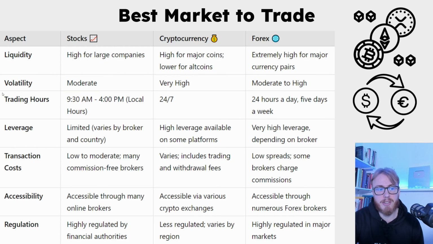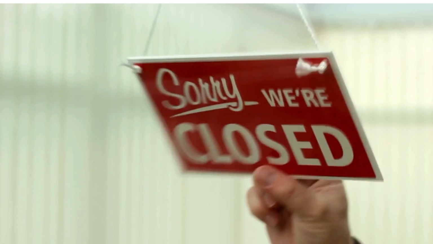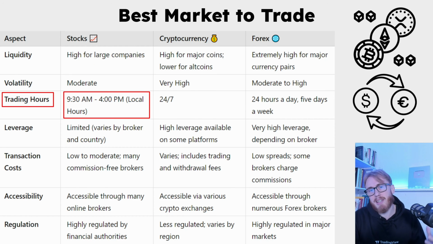Another important factor to consider here is the trading hours. The stock market is usually only open on local hours. So for example, here in Sweden, the Swedish stock market is open from 9 to 5 around these times, but that is local Swedish time. So if I want to trade the US stock market, I need to look at the local time for the US and so on and so on. And stocks are also closed on weekends. So this right here is actually sort of one downside about trading stocks.